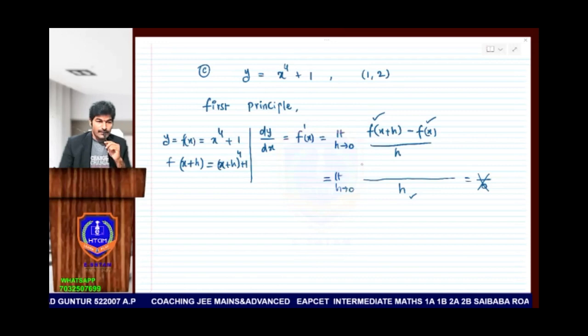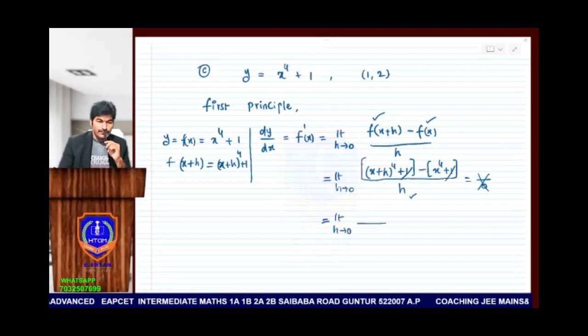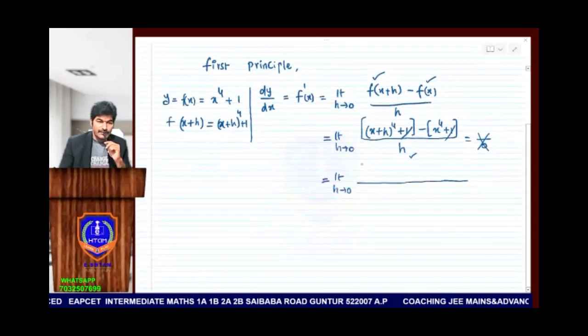Now I am substituting f of x plus h, which says x plus h whole power 4 plus 1. That is the value of f of x plus h. After that, minus f of x, means minus (x power 4 plus 1). When you multiply with this minus, plus 1 becomes minus 1 and this plus 1 gets cancelled. So now you have limit h tends to 0, which you should carry to the last step. Every time you have to write that same thing.